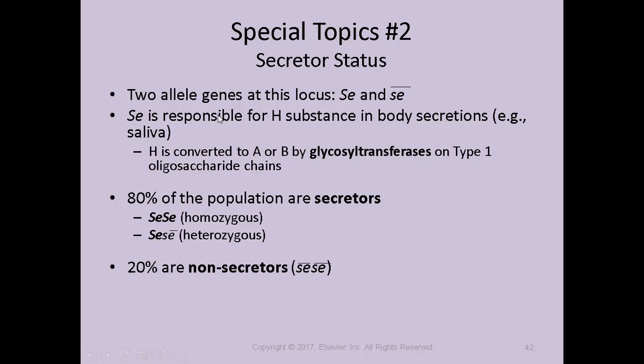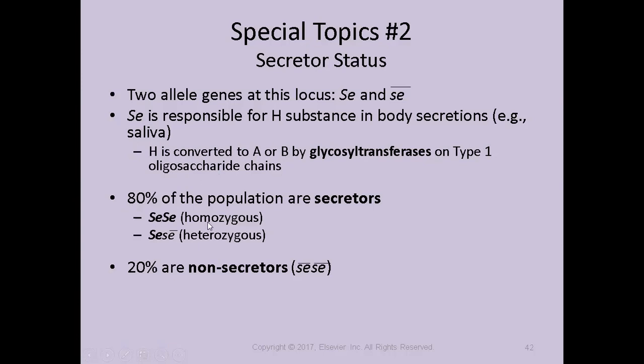Okay? And so similar to what happens on the red cells, when someone has at least one big SE, H is converted to A or B by glycosyl transferases. It's just going to happen, all that same stuff's going to happen, except it's on a type 1 chain. Okay? 80% of the population are secretors.